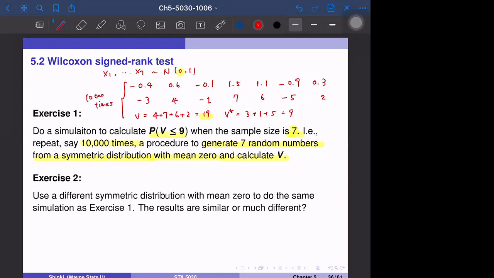Then we have the empirical distribution of V, so we can simulate the probability of V less than 9. The distribution, normal(0, 1), does not really matter as long as it's symmetric around 0. If we simulate the same thing with x1 to x7 following, for example, a uniform distribution from negative 0.5 to 0.5, the random numbers are different, but the distribution of V remains the same. These are the exercises to see how to calculate the distribution of V.